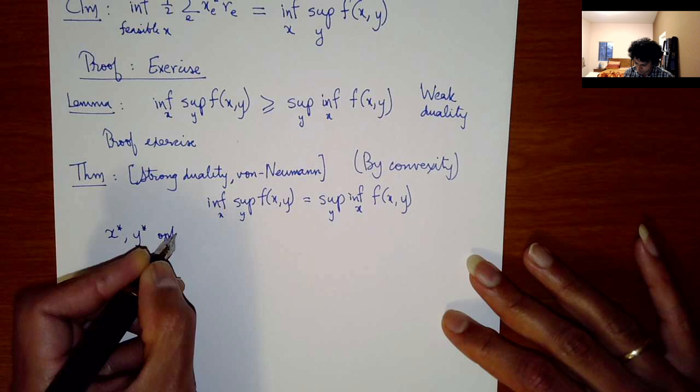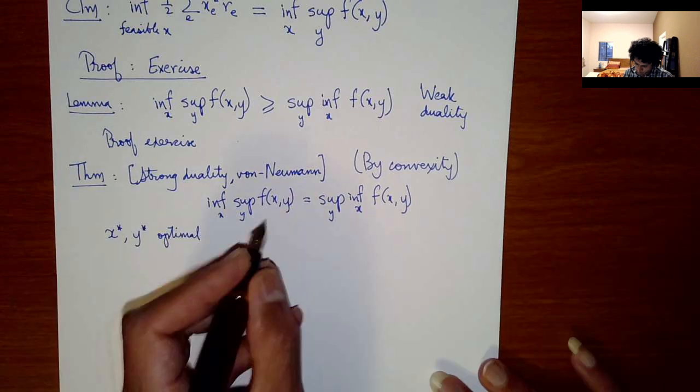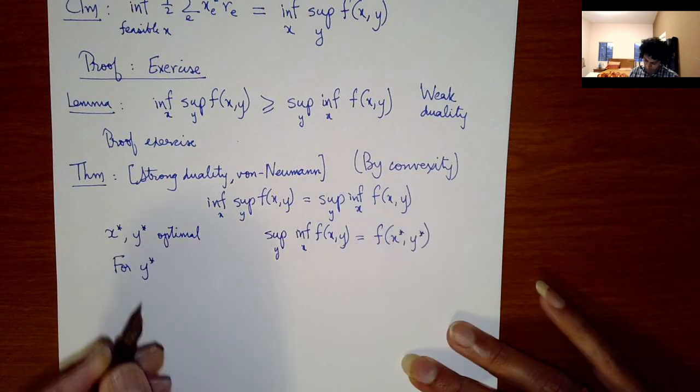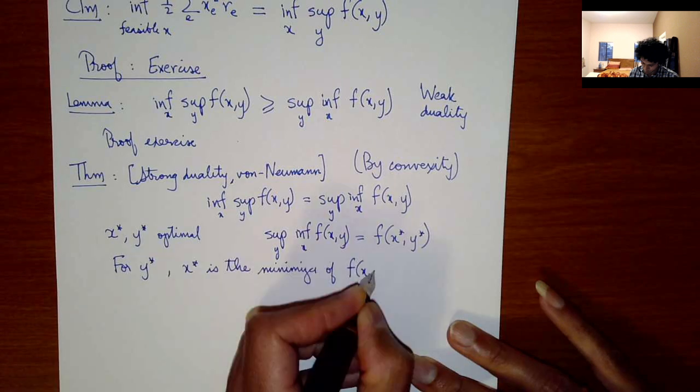So we know that the supremum over y of the infimum over x of f(x,y) is actually equal to f(x star, y star). In this case, the supremum and infimum actually exist, so I can do max and min. So we know that for y star, x star is the minimizer of f(x, y star). Right? x star is basically the minimizer of f(x, y star).